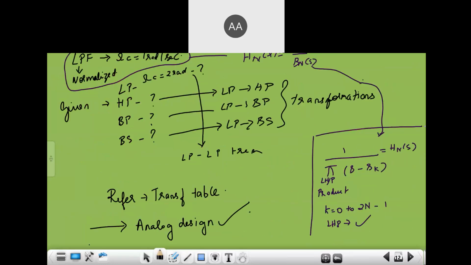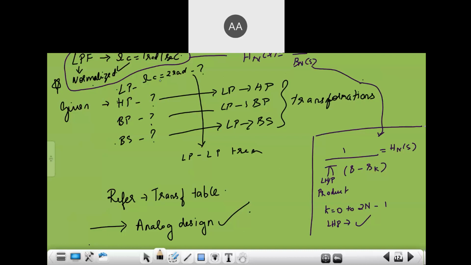So you must remember that whatever we have done right now is the design of an analog low pass filter of magnitude response 1. It is a normalized filter having magnitude 1, and the cutoff frequency is supposed to be 1 radian per second. So whatever we have designed until now is a normalized low pass filter. If in the question a high pass, band stop, or low pass filter with another cutoff frequency is given, we will do transformations.